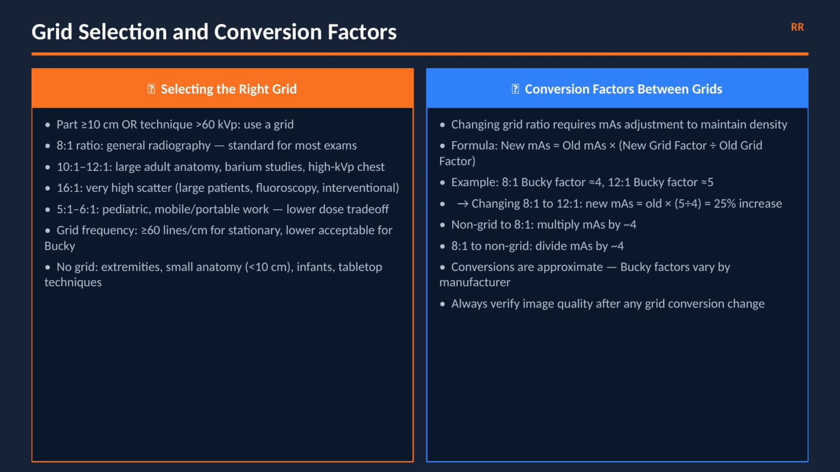Grid conversion formula: new mAs equals old mAs times new Bucky factor divided by old Bucky factor. Four worked examples from the slide. No grid at 10 mAs to 8:1 grid: 10 times 4 divided by 1 equals 40 mAs.